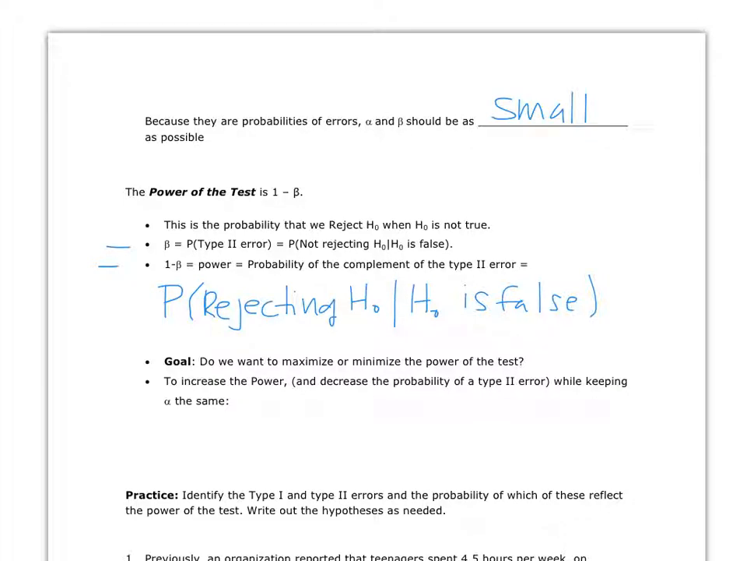Okay, now given that this is a probability related to something that's correct, do we want to maximize that or minimize that? Do we want to maximize or minimize the power of the test? All right, well, we want to maximize it, which in turn is going to make beta as small as possible. Now, even though we're not calculating this value, there's one way we know that we can increase the power of the test and therefore decrease beta, while keeping alpha the same, and that is to increase sample size, or increase n.